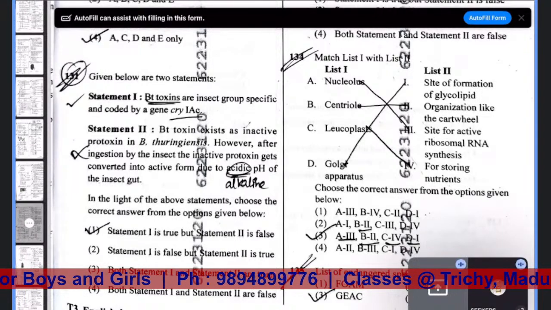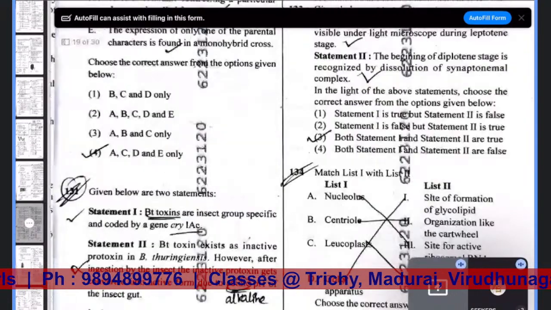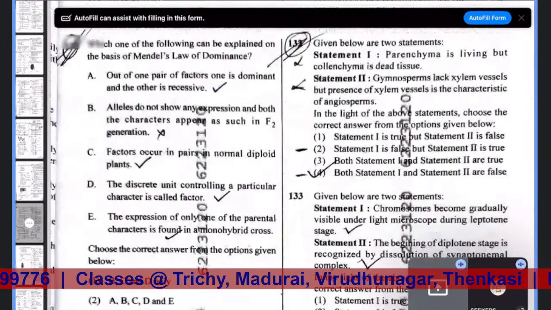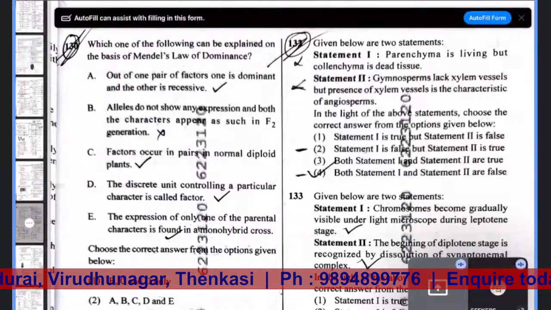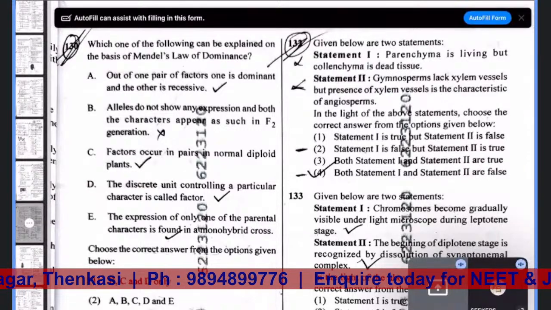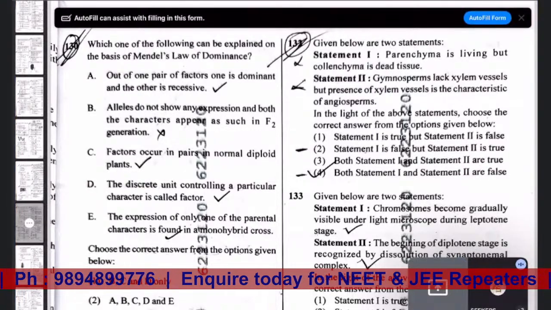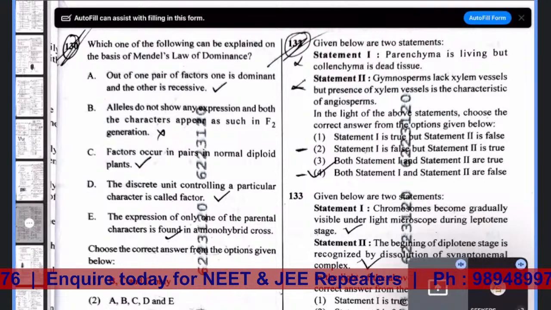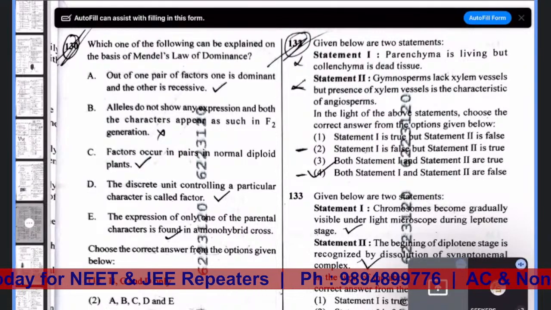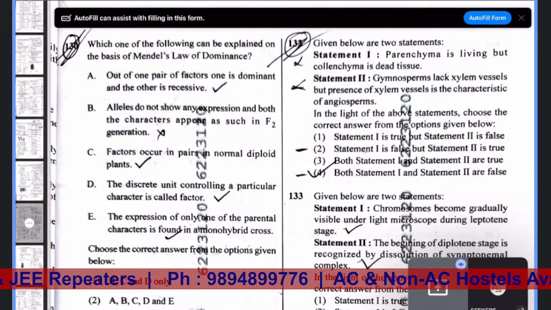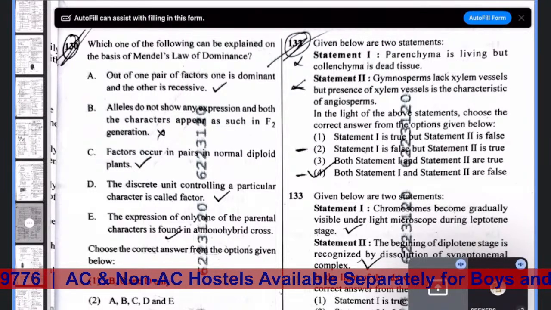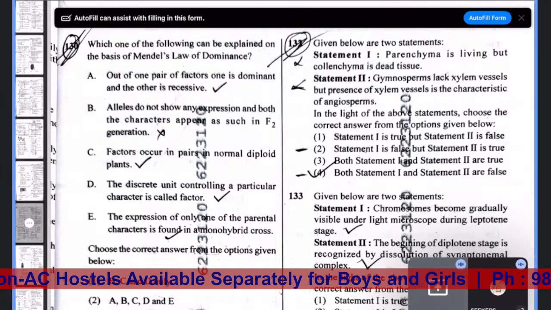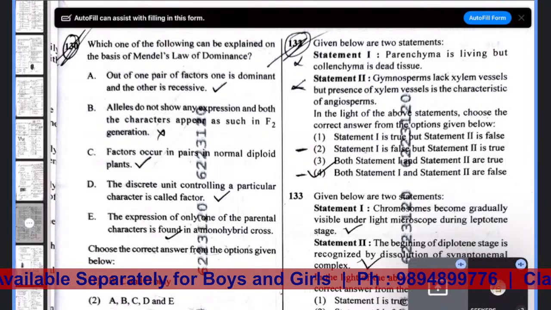Okay. So question number 132, given below are 2 statements. Statement 1: parenchyma is living, but collenchyma is dead. Actually, collenchyma is also living. So statement 1 is incorrect. Statement 2: gymnosperms lack xylem vessels, but presence of xylem vessels is a characteristic feature of angiosperms. The statement 2 is right. Okay. So statement 1 is incorrect, statement 2 is right. Hence, we are going for option number 2. Option 2: statement 1 is false, but statement 2 is true.